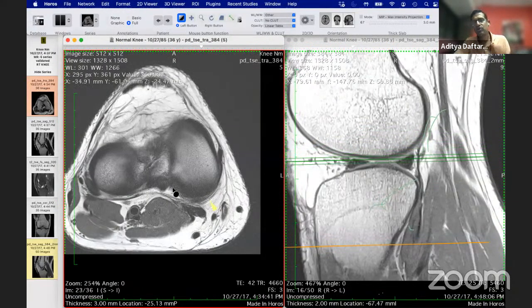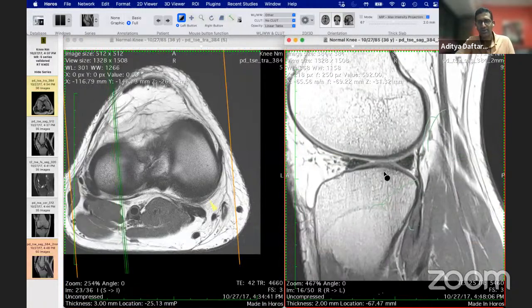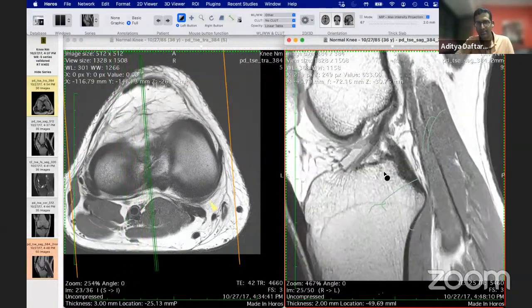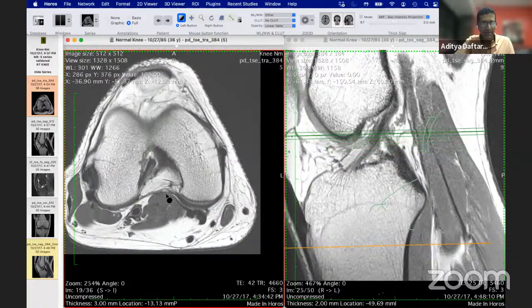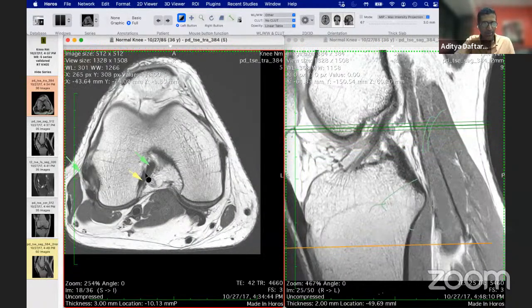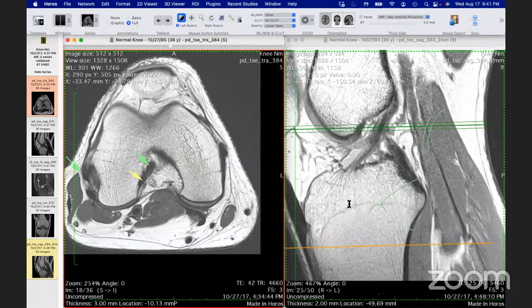Now, very often, you won't see them as two separate bundles. You'll just see them together. Okay. And here, anteriorly, when you look at this, this is your anteromedial and this is your posterolateral bundle of your ACL. Does that help?